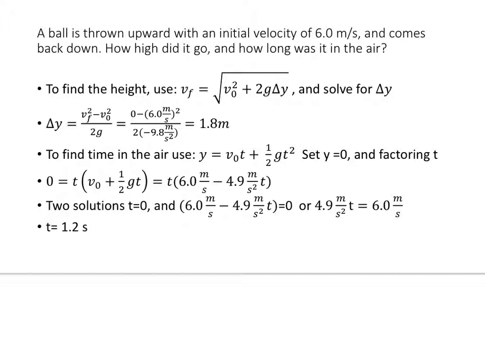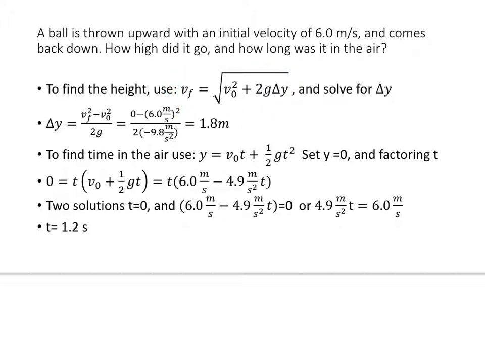Okay, so here is one of those problems that I was talking about before, where a ball is being thrown up and it comes back down again. It's being thrown with an initial velocity of 6 meters per second. We want to know how high did it go and how long was it in the air. Okay, so to find the height, we're going to use this formula right here.